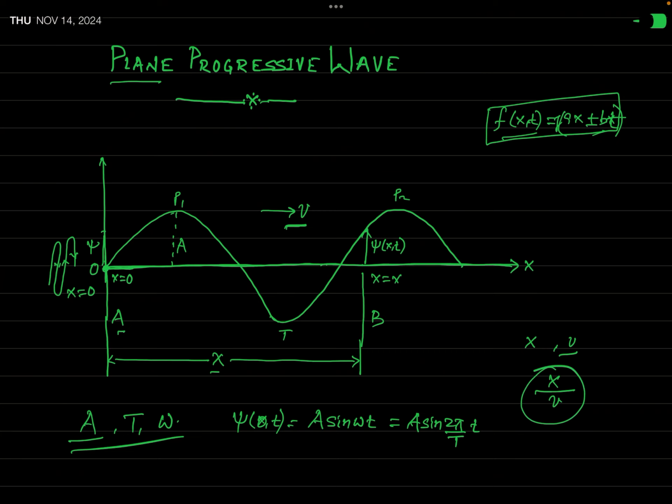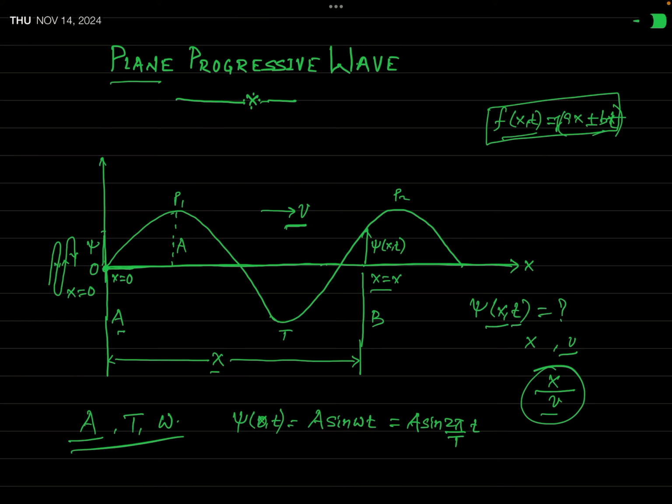So the disturbance created at this point O will travel to the position x equal to x in a time x by v. Now, we ask the question, what is the displacement psi of x,t of the particles located at this point x equal to x and t equal to t? It means at position x and time t, what is this displacement psi of x,t?